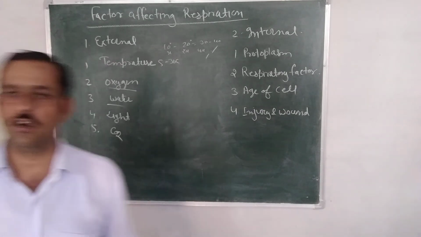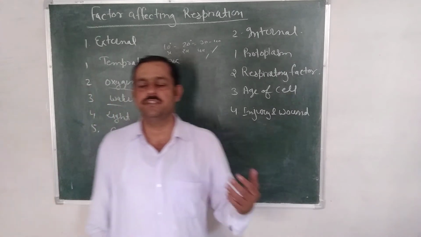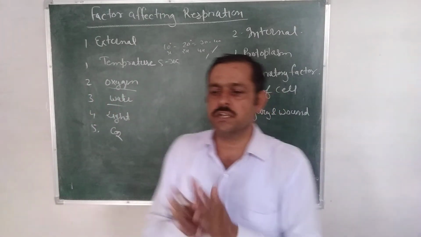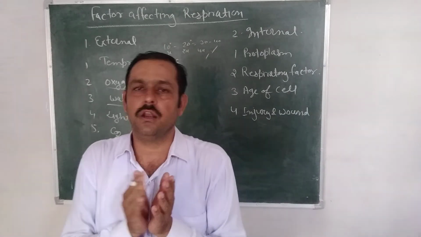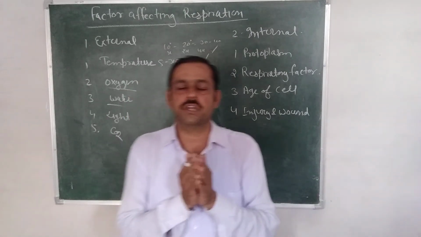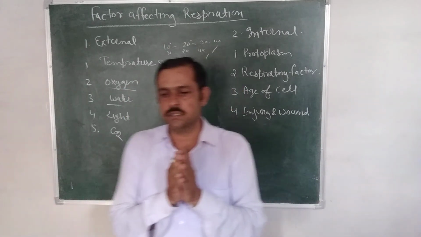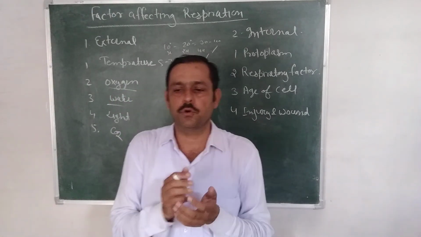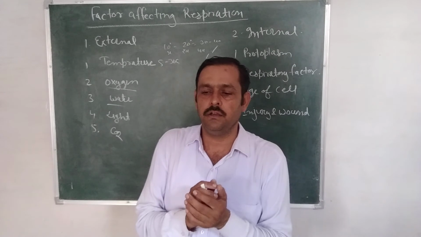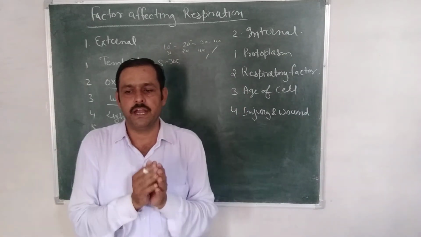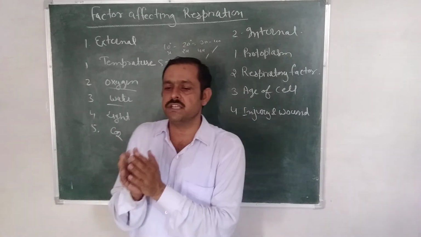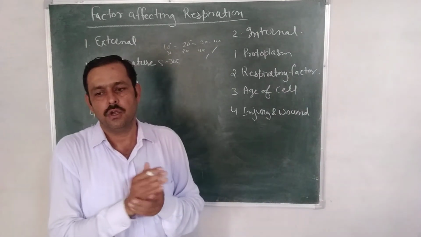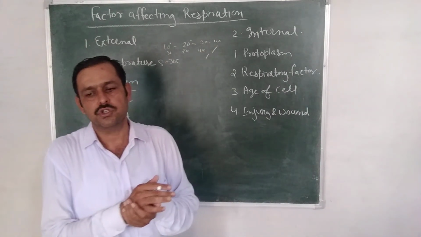Last, CO2 or carbon dioxide. As the concentration of carbon dioxide increases, the rate of respiration decreases. Hence, its adverse effect is seen on germination of seeds and growth of plants. Heath is the scientist who proved by his experiment that stomata get closed due to excess CO2, thereby the rate of respiration is reduced.